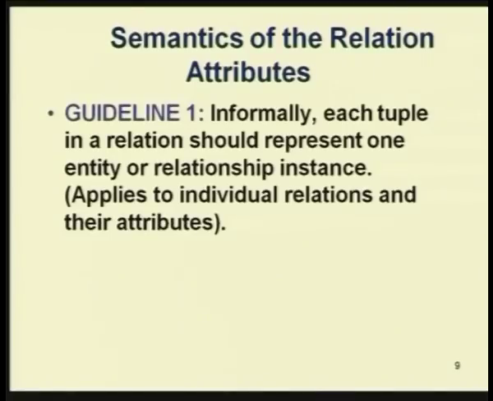Guideline 1 is this: informally, each tuple in a relation should represent one entity or relationship instance. That is, it applies to individual relations and their attributes. So, what we are trying to say is, if you have an employee, then all details about the attributes of that employee, for example, his name, his social security number, his address, his salary, should come in a single table as far as possible. And you should not mix employee and student information in a single table, for example. So, this is about people.